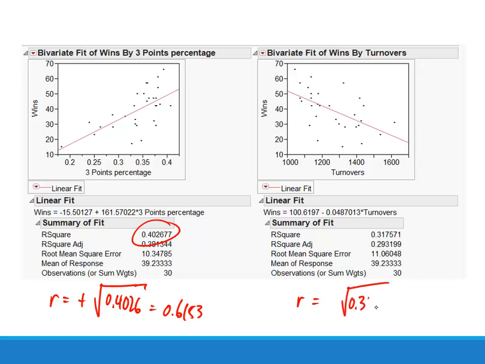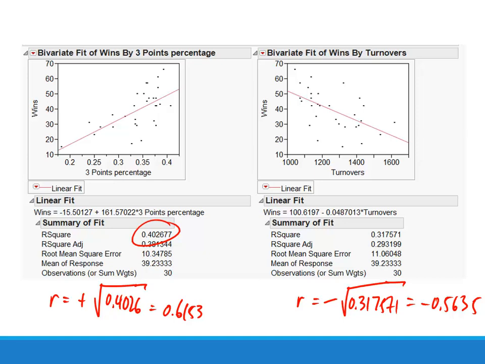Similarly, over here, the correlation is again the square root of R squared. It's the square root of 0.317571. But now the correlation will be positive or negative? Negative, right. So this is negative 0.5635.